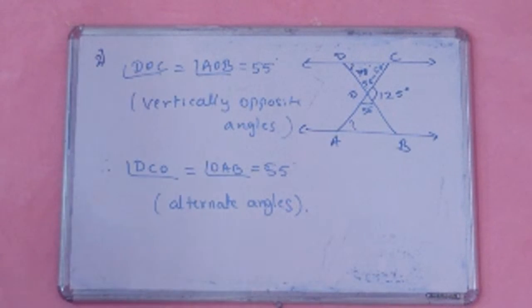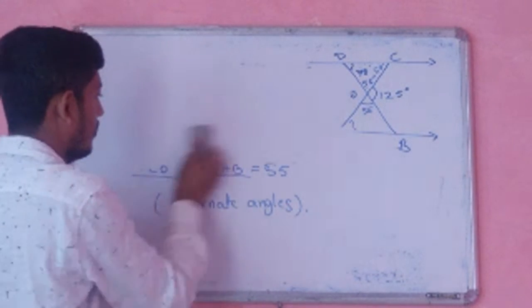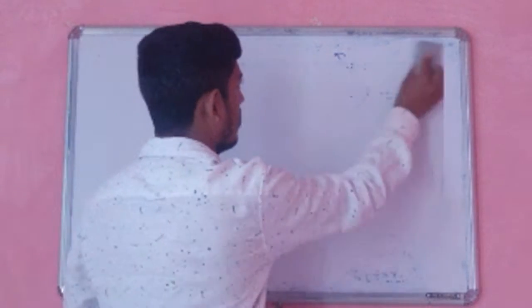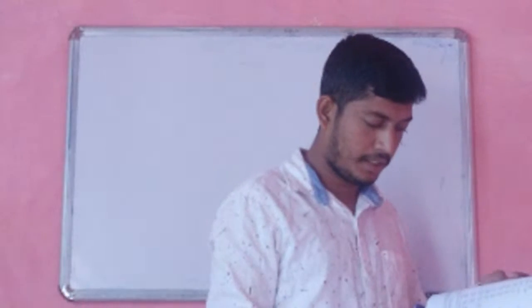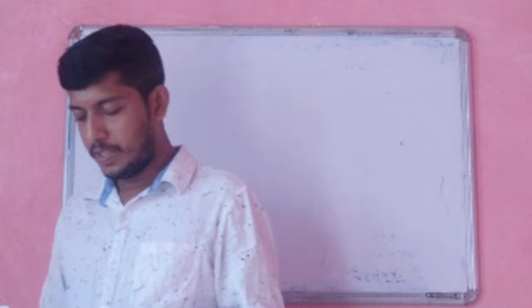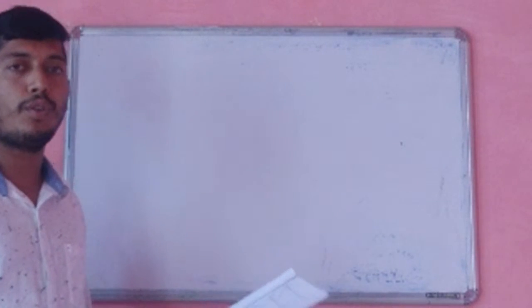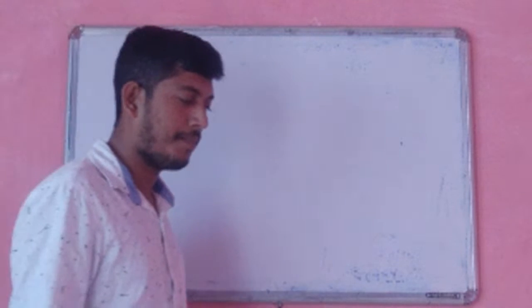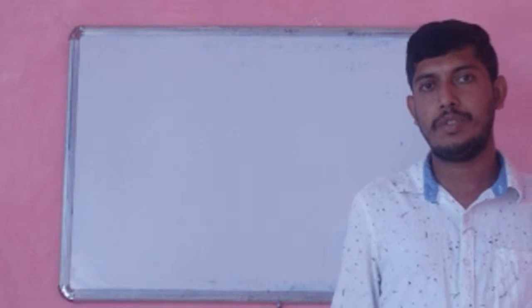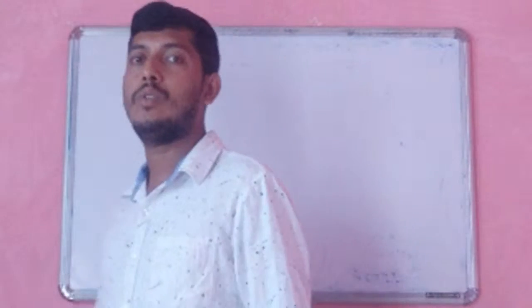Okay, the next one. That is the third problem. Diagonals AC and BD of trapezium ABCD. So we have to draw a trapezium. Trapezium means two sides are parallel to each other. Okay.